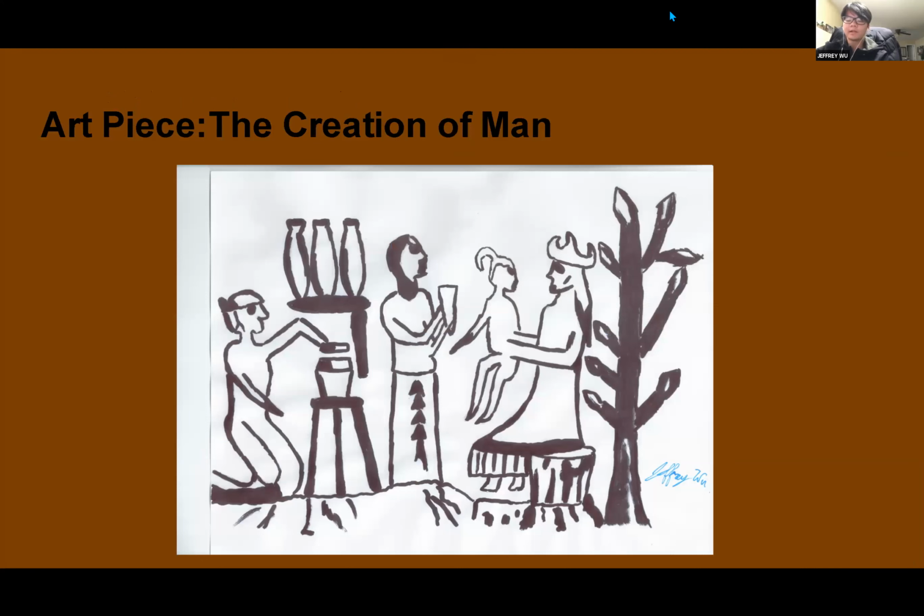So the art piece that I drew shows the creation of man. The story is drawn from right to left. On the right is Ninma, the goddess of birth. She is holding the sacrifice Geshtu. And next to Geshtu is Anu.